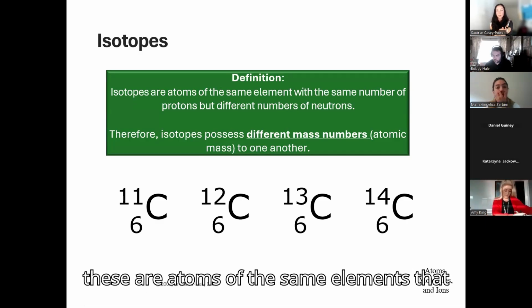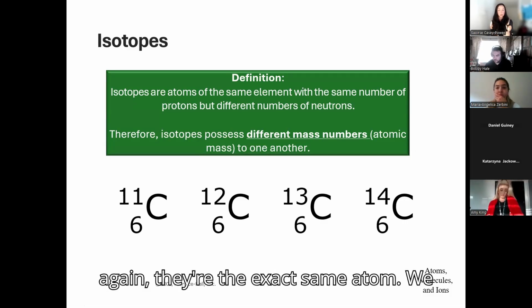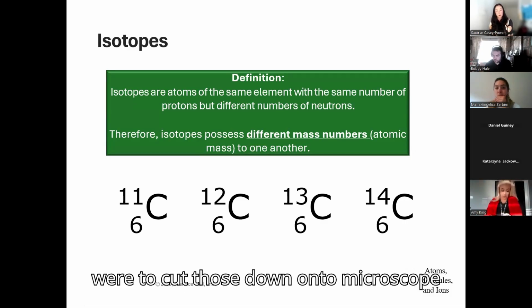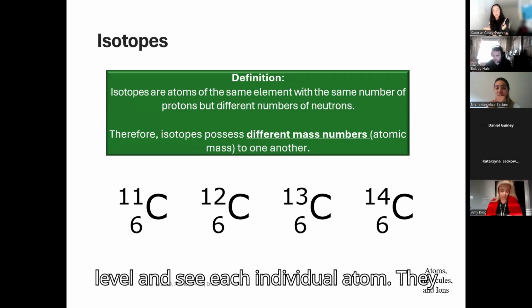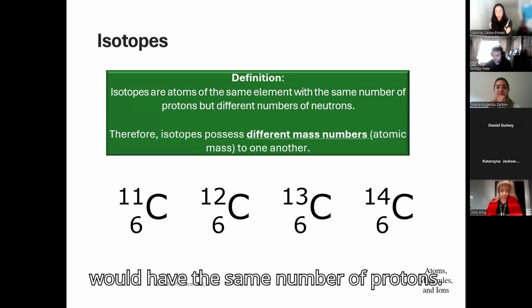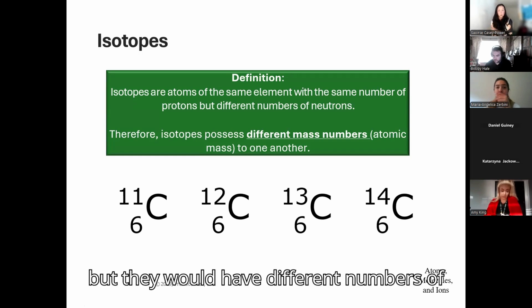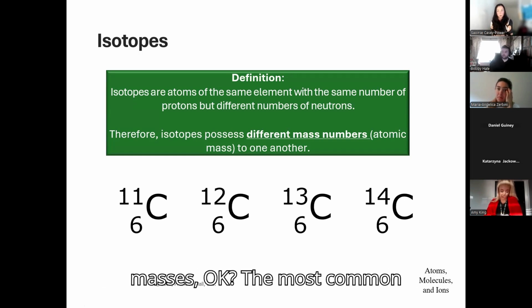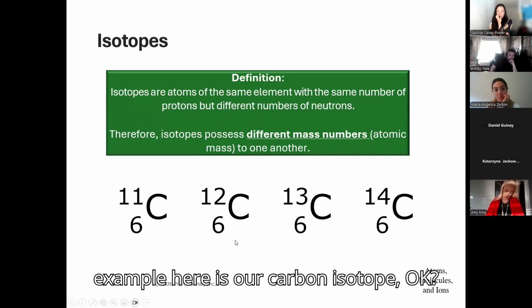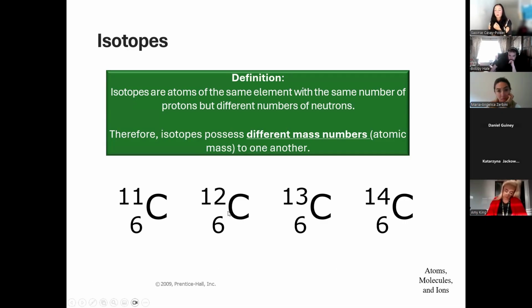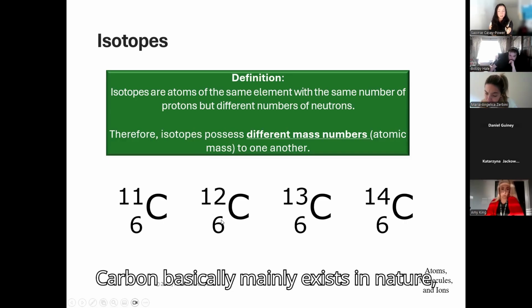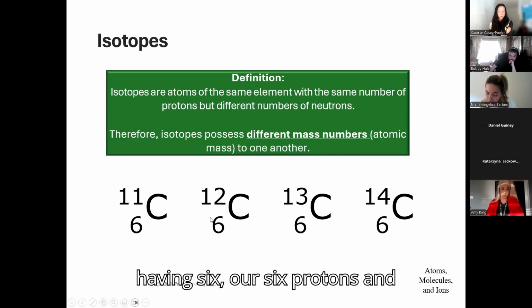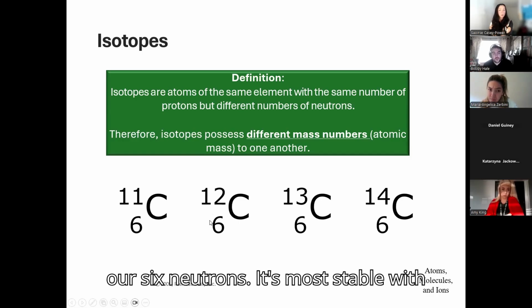These are atoms of the same element that have the same number of protons. So again, they're the exact same atom. If we were to cut those down to microscope level and see each individual atom, they would have the same number of protons, but they would have different numbers of neutrons, which means they have different masses. The most common example here is our carbon isotope. Carbon-12 is our most abundant carbon element. Carbon mainly exists in nature having six protons and six neutrons. It's most stable with this.